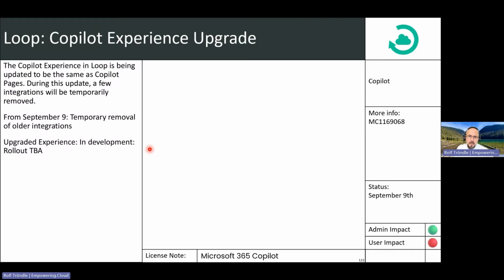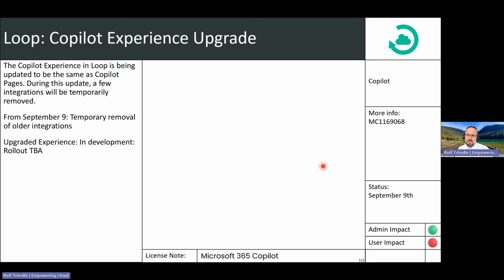of January. Then Loop, that's quite a confusing change because Loop gets a Copilot experience update. So they say Copilot experiences Loop will be updated, so it will be the same as for Copilot pages. So this already is quite confusing, at least to me, because as far as I know, Copilot pages is a Loop component. So during this update, a few integrations will be temporarily removed, or this was already applied.